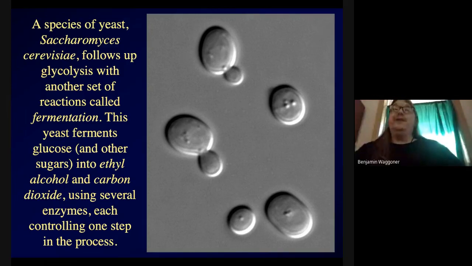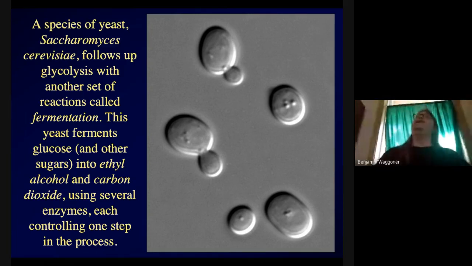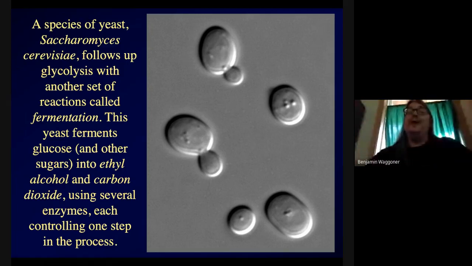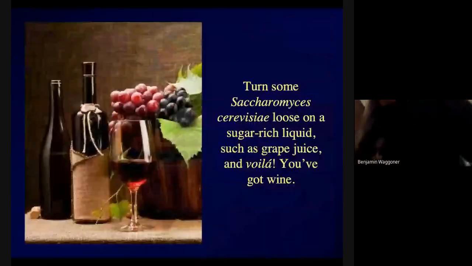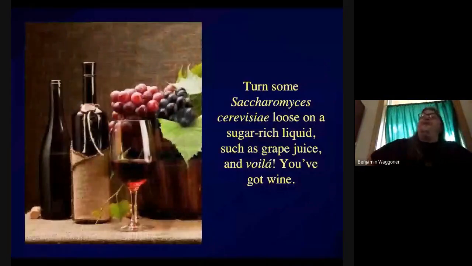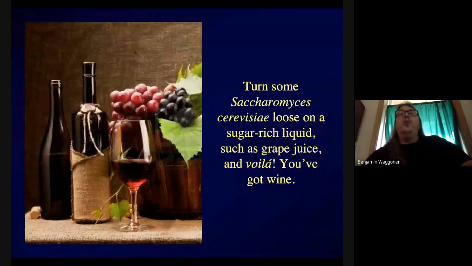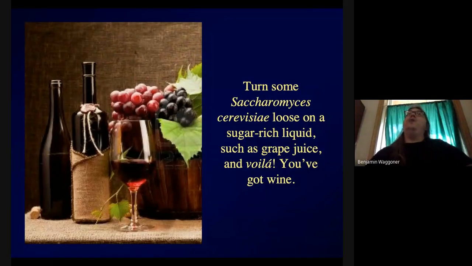And when you turn these yeast loose on a water solution that's got lots and lots of sugar in it, the yeast will break down the sugar into pyruvate and then convert the pyruvate into ethyl alcohol and carbon dioxide. If your sugar solution is grape juice, the yeast will convert your grape juice into wine. Usually the carbon dioxide is allowed to not evaporate, but is allowed to bubble off.